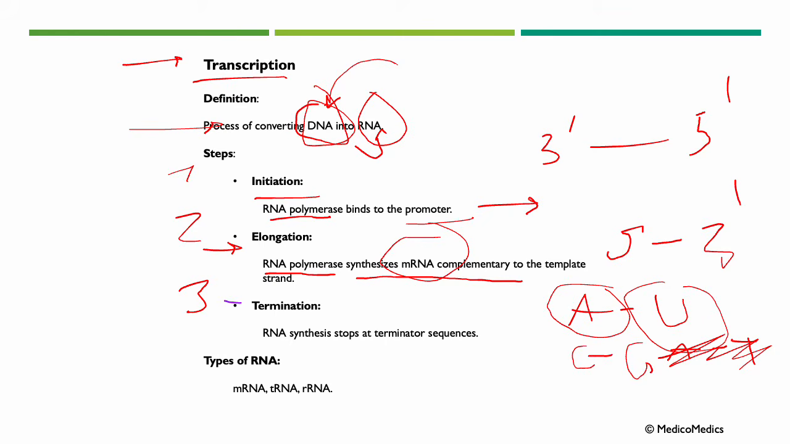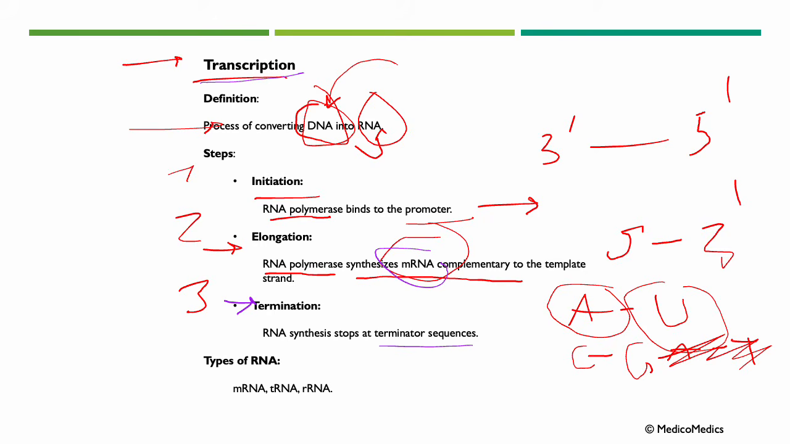Now, we reach the termination phase. So transcription stops at the termination signal, or at a termination signal. And the newly formed mRNA detaches from the DNA.